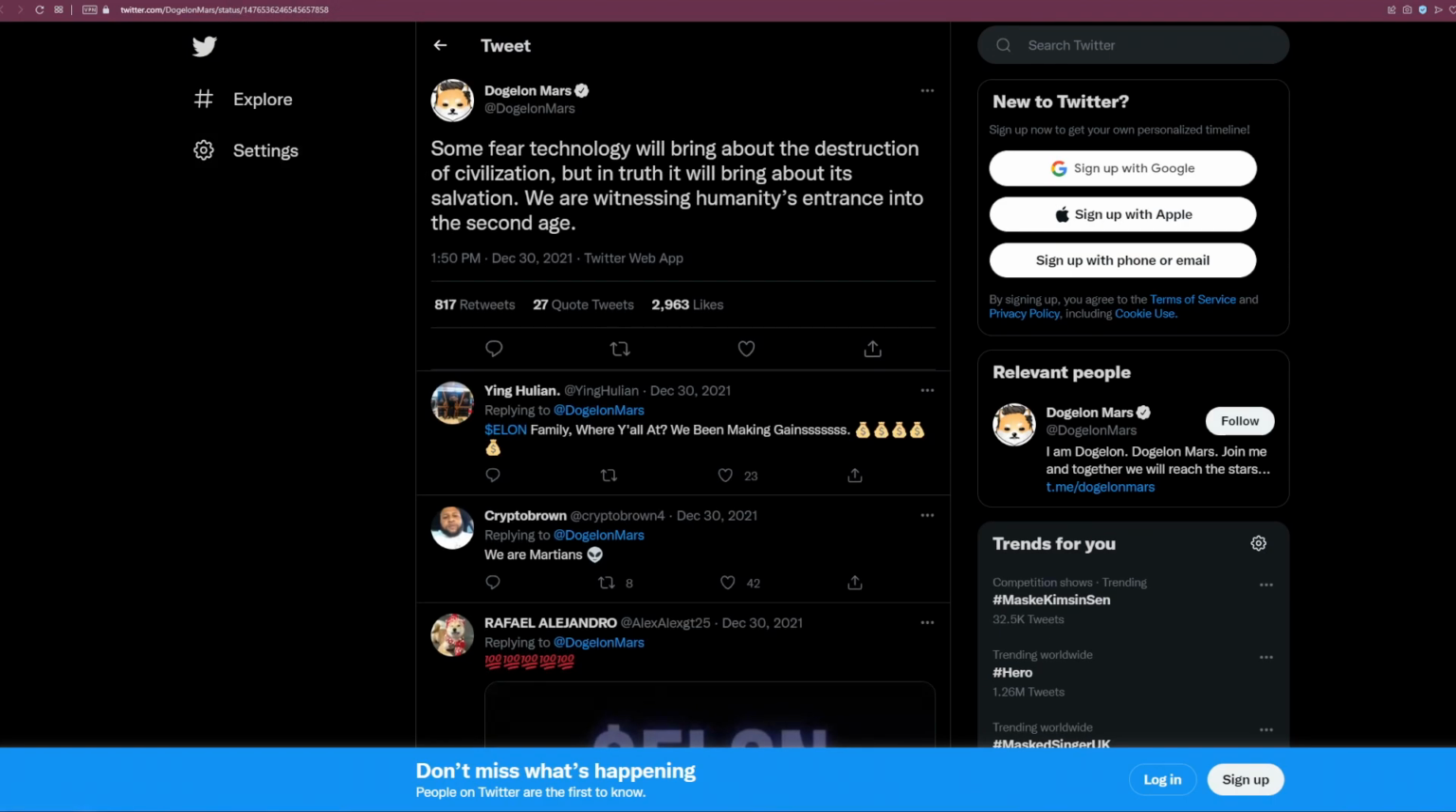Okay, here it is. Some fear technology will bring about the destruction of civilization, but in truth, it will bring about its salvation. We are witnessing humanity's entrance into the second age. I mean, what does this mean? The second entrance into the second age? What is he trying to tell us? Is there going to be a Dogelon Mars version 2 maybe? You know, that happened with SafeMoon version 1 and 2. I mean, this entrance into the second age, please explain to me in the comments down below.